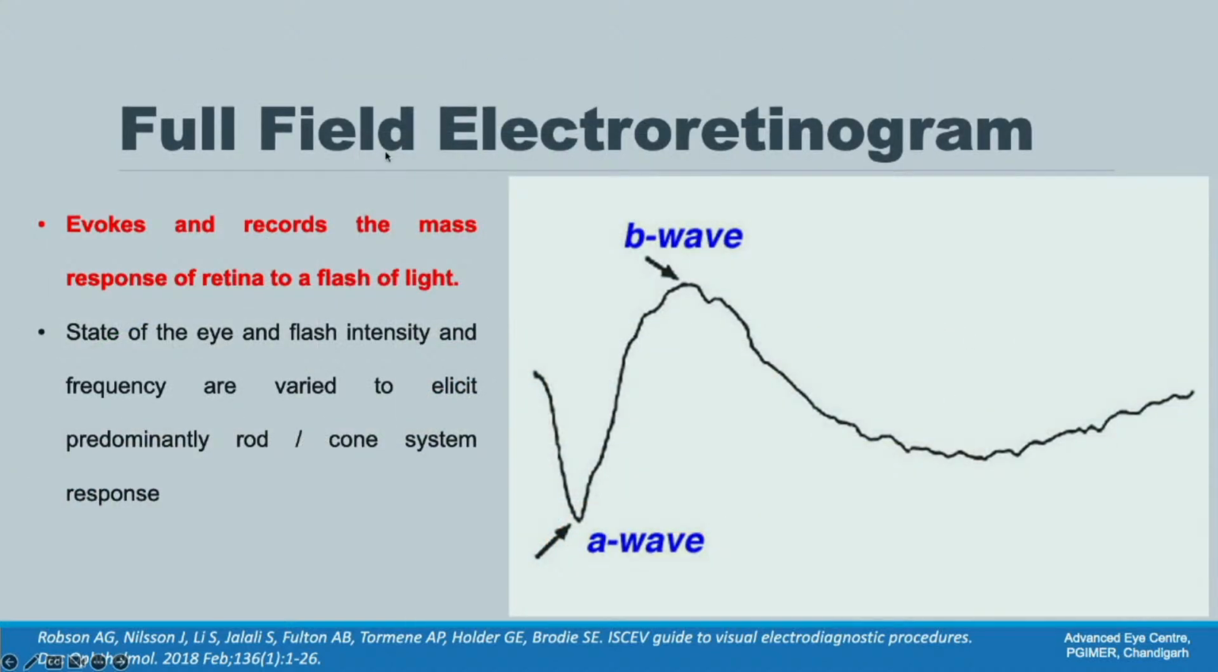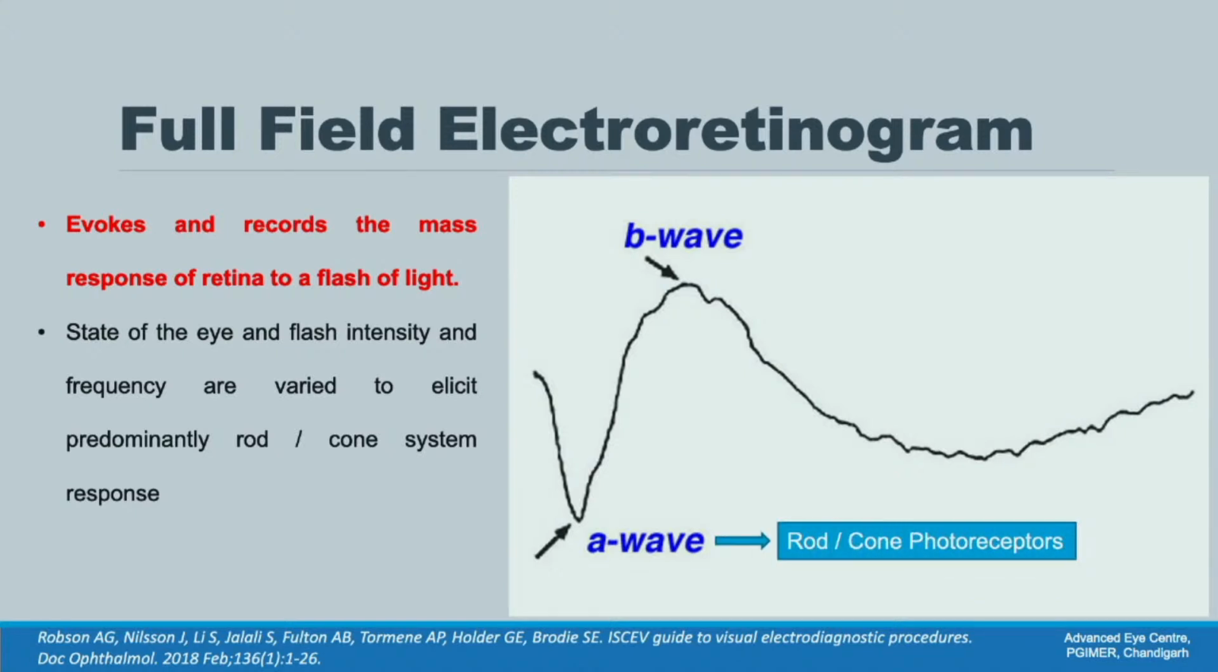So this is a typical waveform that you would get from a full field ERG. It will have a negative A wave to start with, and then a positive B wave to go on to. So you have to remember, it evokes the response of the entire retina. So if you just have a maculopathy, your ERG is likely to be normal.